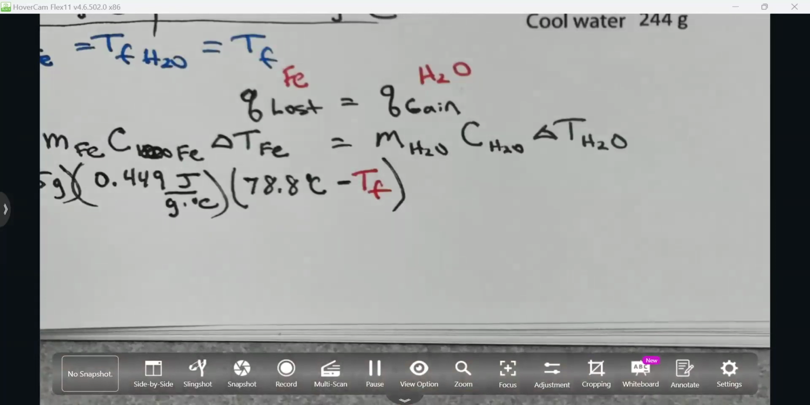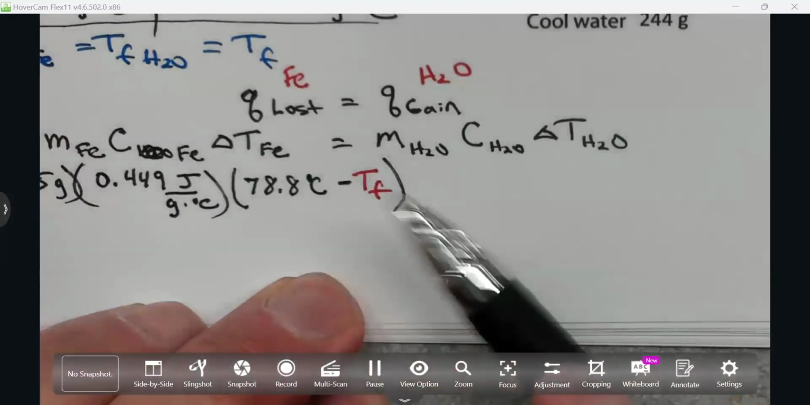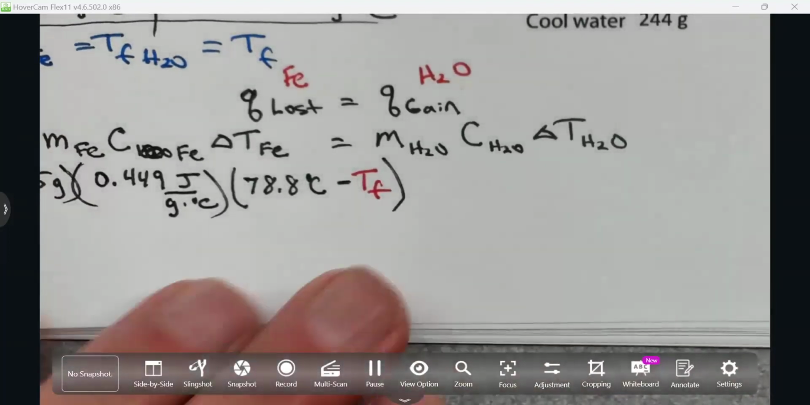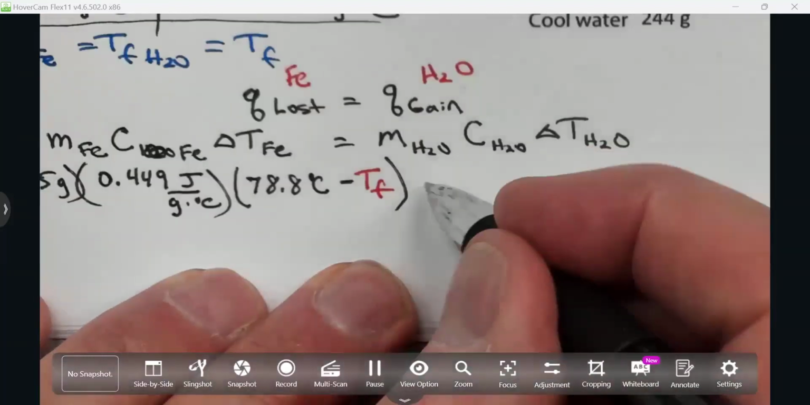It's going to cool down, correct? So I don't want to go T final minus 78.8. That would produce a negative in there. We know it's going to cool down. All right. So I'm actually going T initial minus T final on this side. Let's see how this works out.